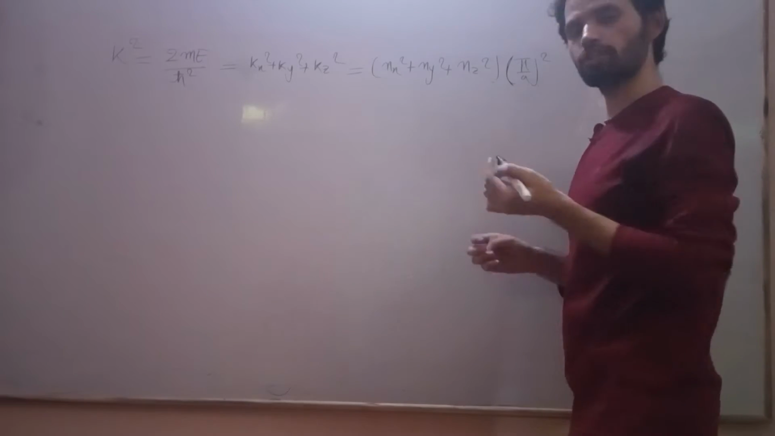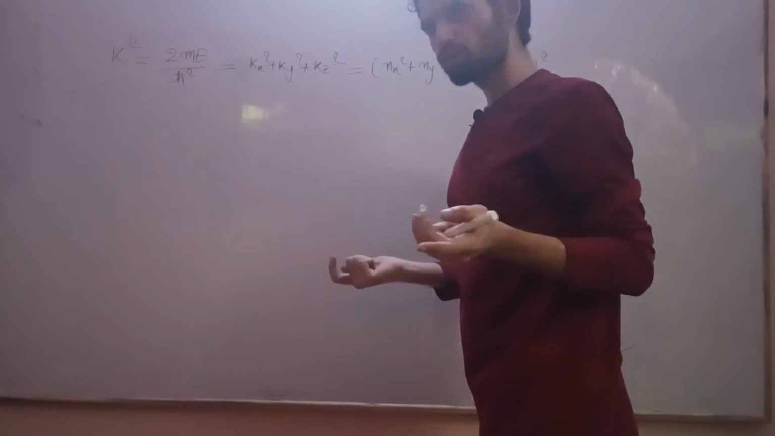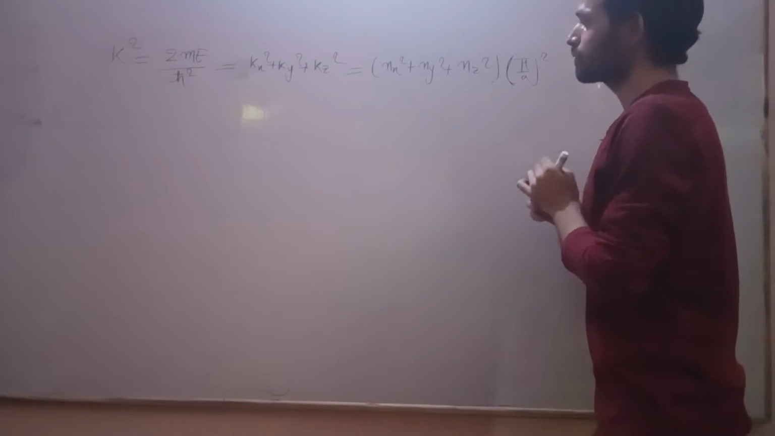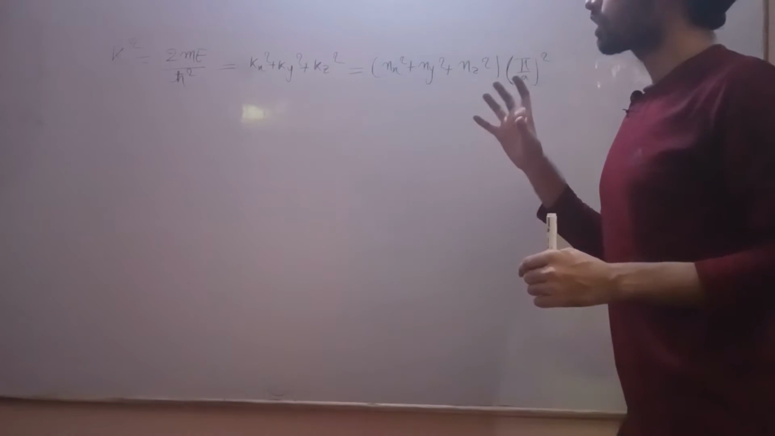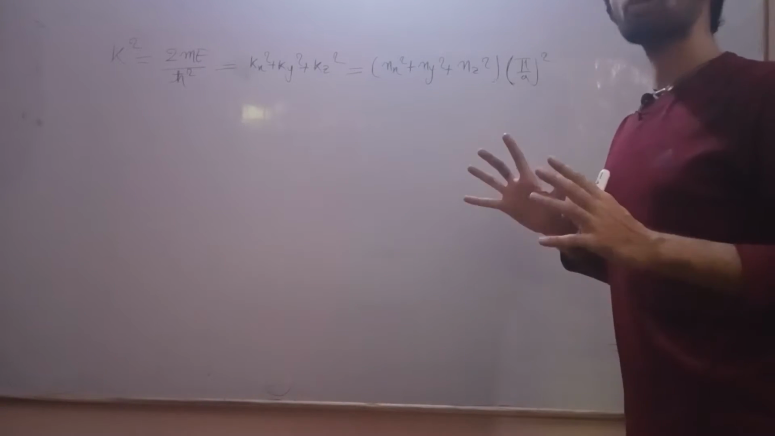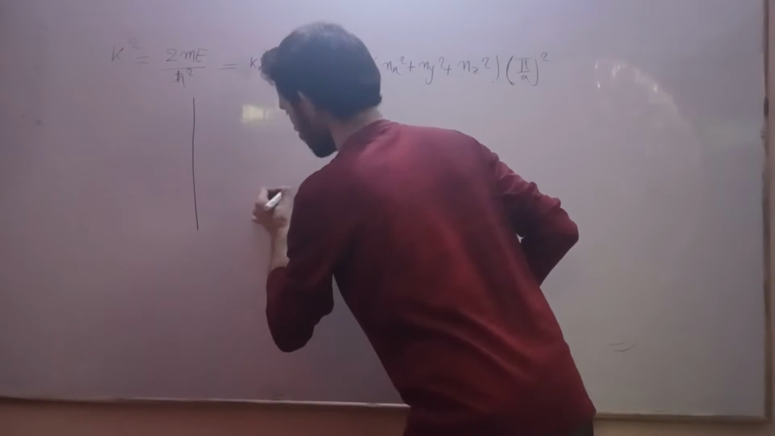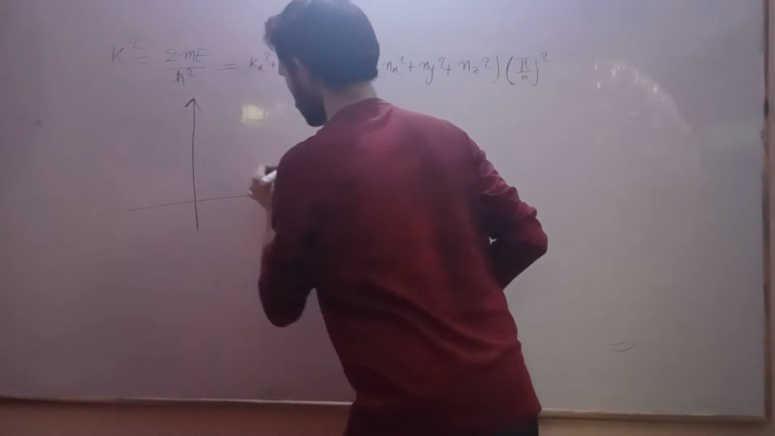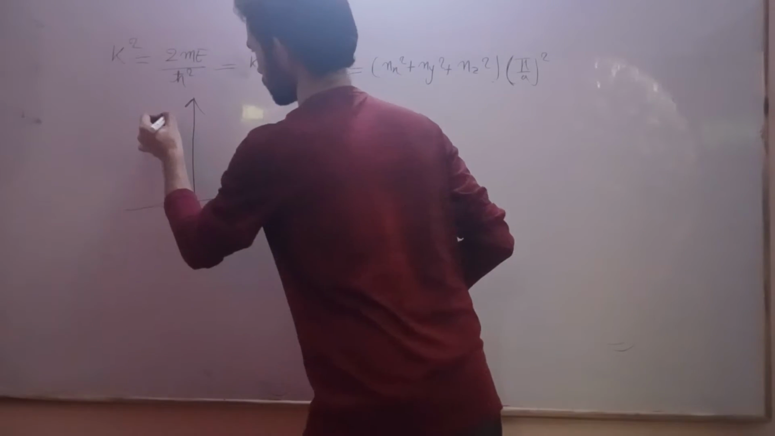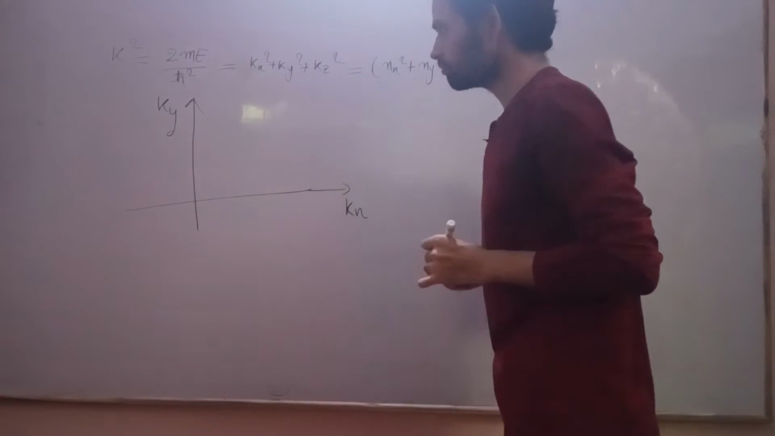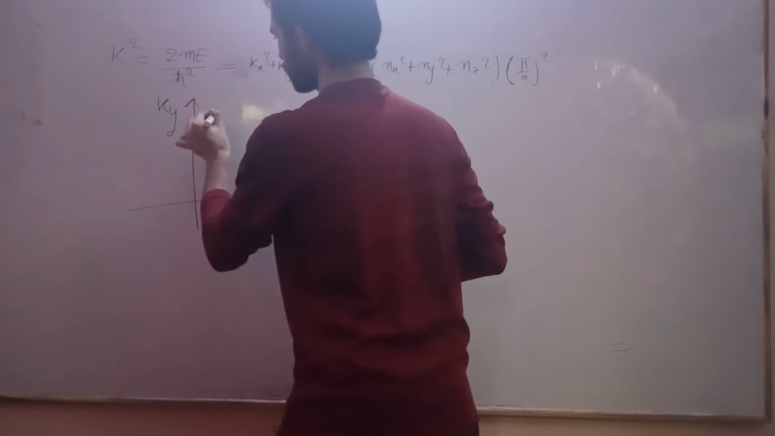To calculate the density of allowed quantum states, we will now place the allowed quantum states. We are trying to place allowed quantum states in two dimensional space, that is ky and kx.